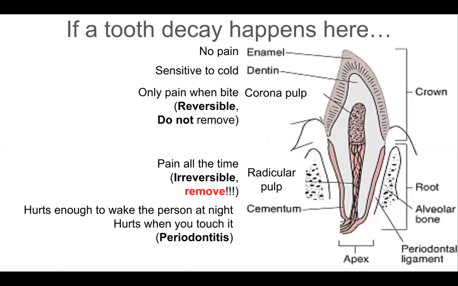So we don't have to remove the tooth. However, when it involves the radicular pulp, you will feel pain all the time, so it becomes irreversible. When it's irreversible, we need to remove the tooth. And if the tooth decay hurts enough to wake the patient at night, or it hurts when you touch it, it's called periodontitis. During this phase, you also need to remove the tooth.